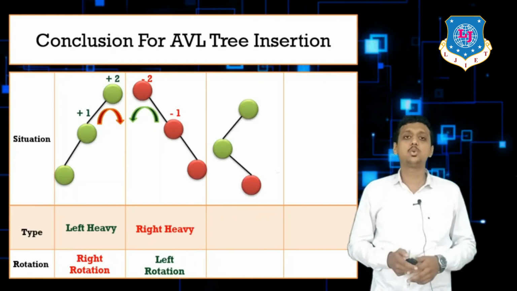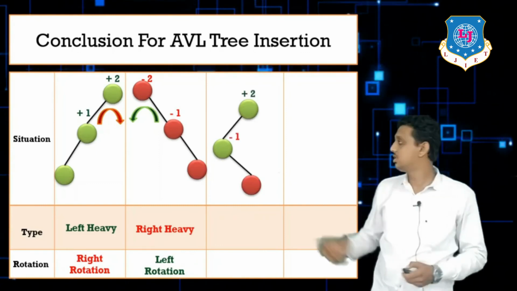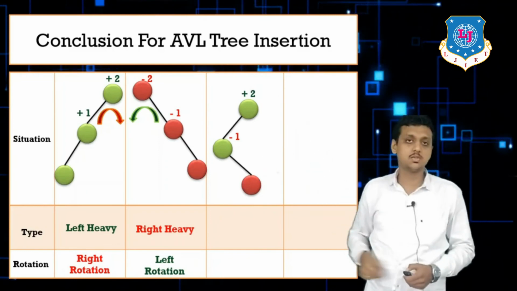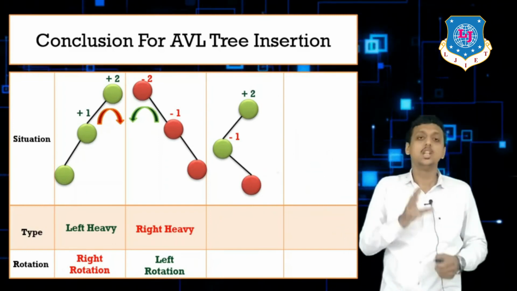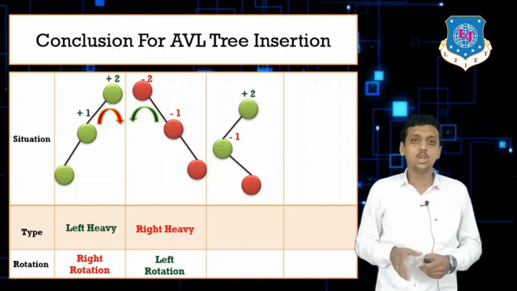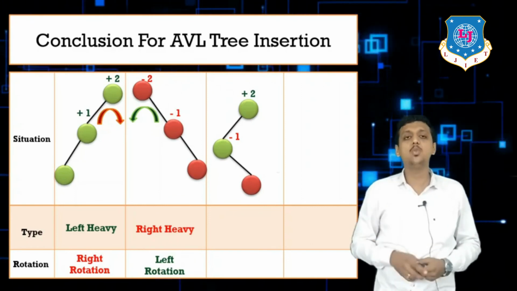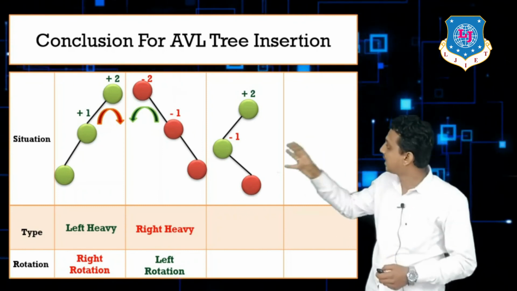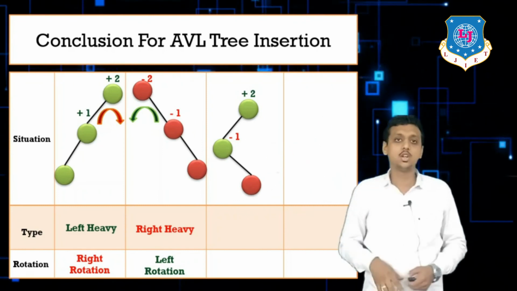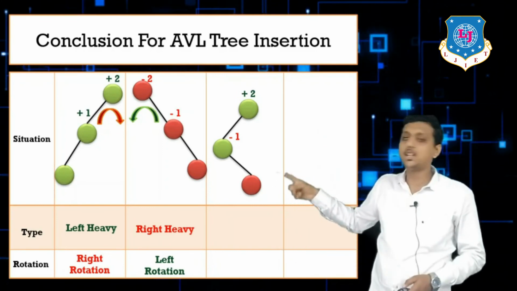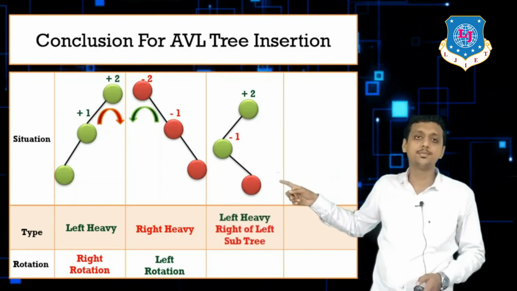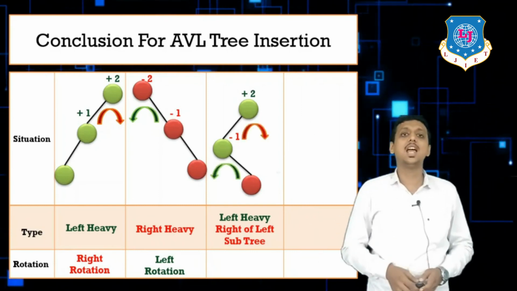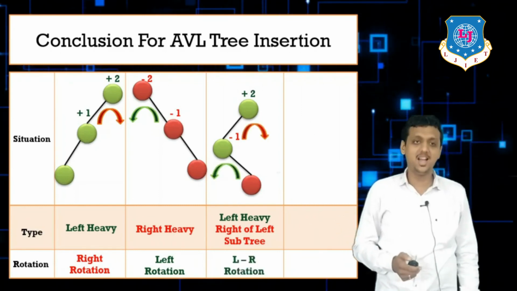Now this is situation number 3, where the situation goes like this: +2 and -1, +2 and -1. If you can see, the violated node contains +2. On the left side of the +2 we have -1. So such type of situation is known as right subtree is heavy of left subtree. Okay, so here due to -1 you need to apply first left rotation, and then right rotation over there. So it is LR.